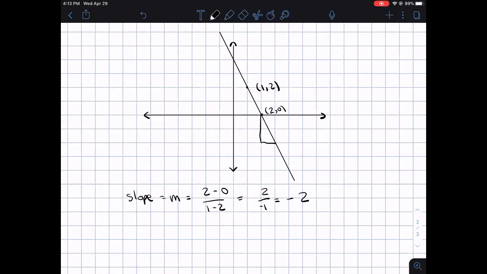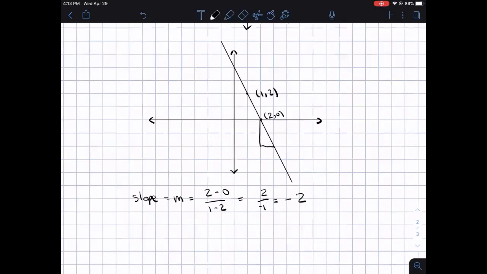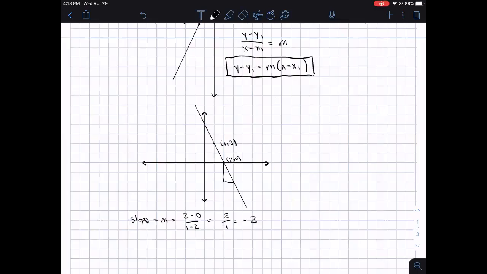So now we can just use point slope form. We have the equation above, so let's just plug it in. Just to clarify what we're plugging in, we define x1, y1 to be equal to 1, 2. When we plug it in, we have y minus 2 is equal to negative 2 times x minus 1. So this is the equation for this line right here.